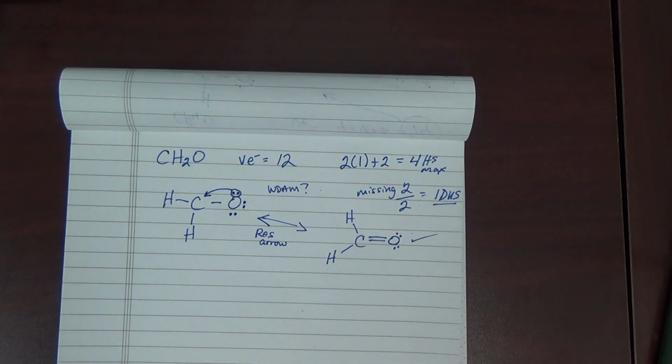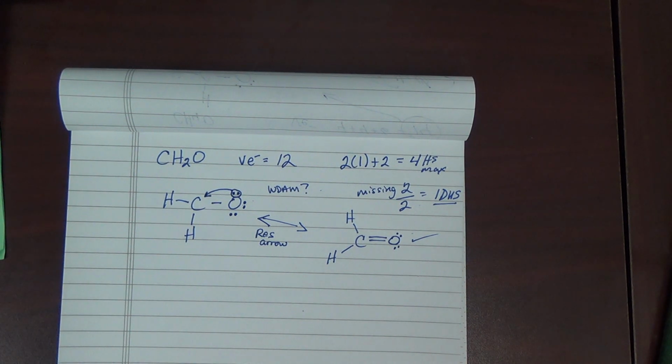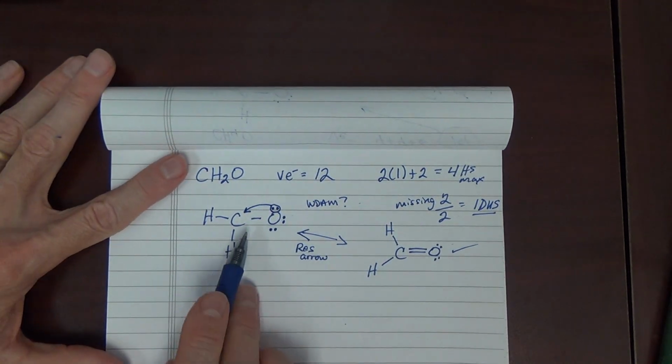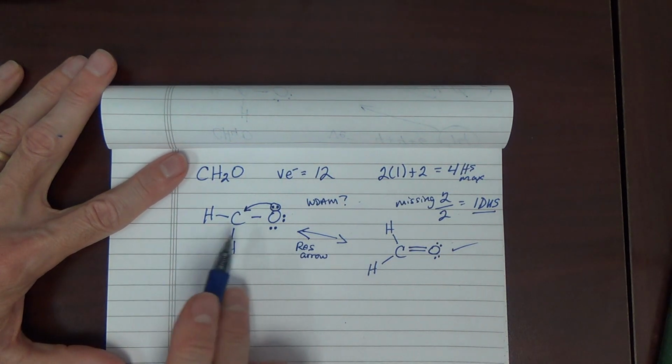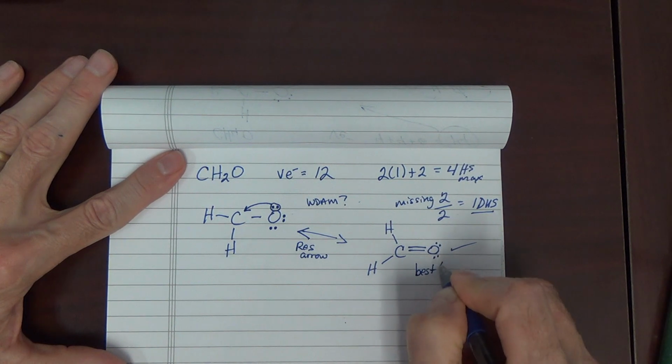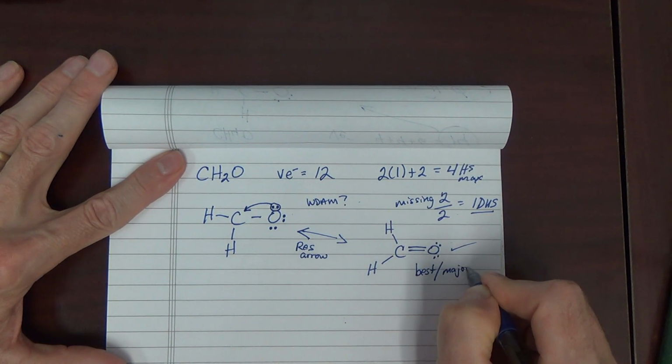Before we move on, let's bring in charge. Now it's actually down on the outline where F is. Let's look at this structure over here. It's reasonable. It's not the best. All right, we're going to call this best / major.